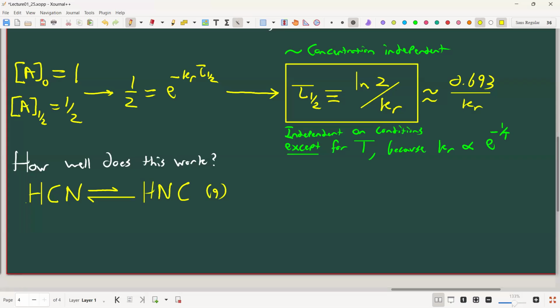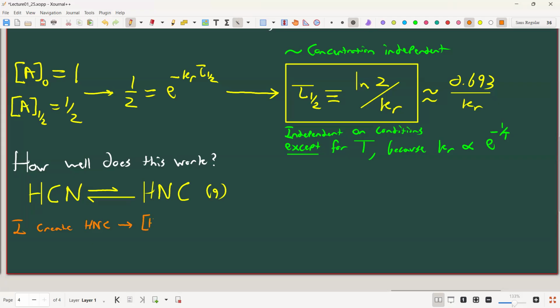All right, so here's a really classic, actually, one of the most classic first order reactions. HCN, HNC. So there's an equilibrium between these two. And so you would say, okay, I'm curious about, let's do it backwards. So let's say I create HNC from a reaction process.